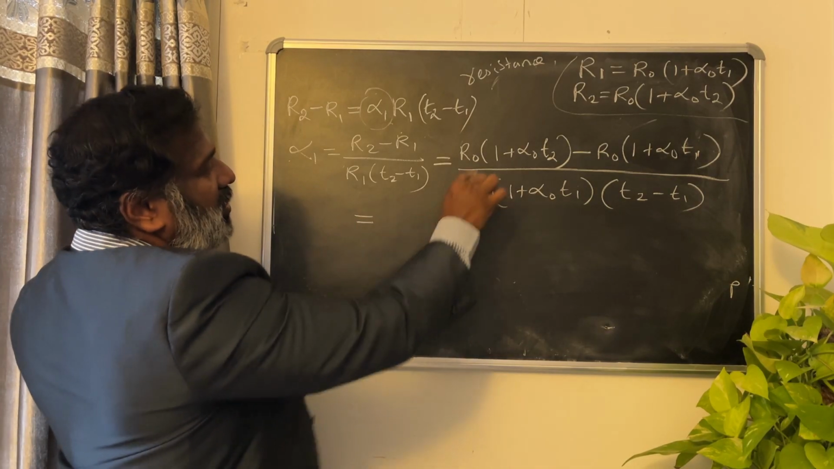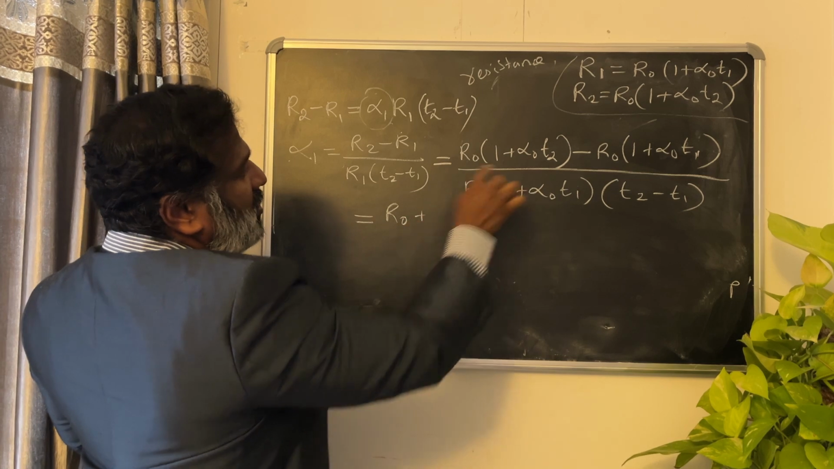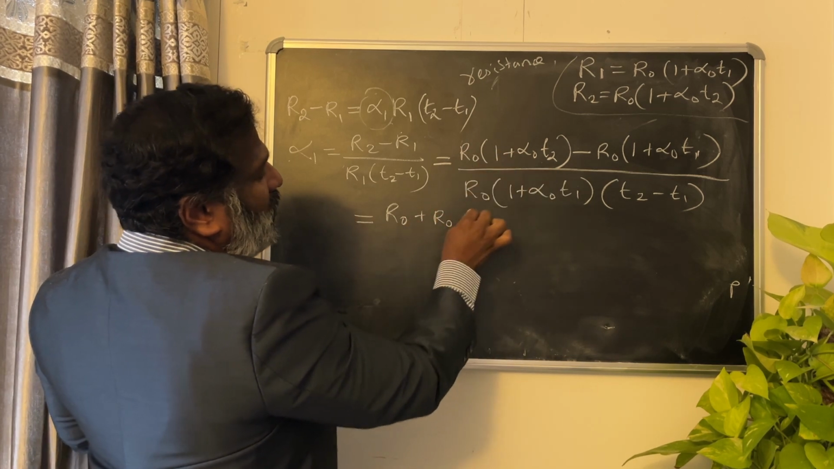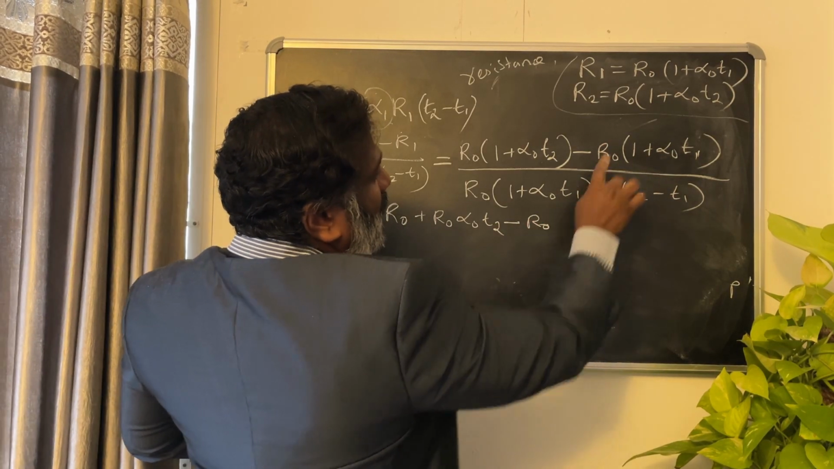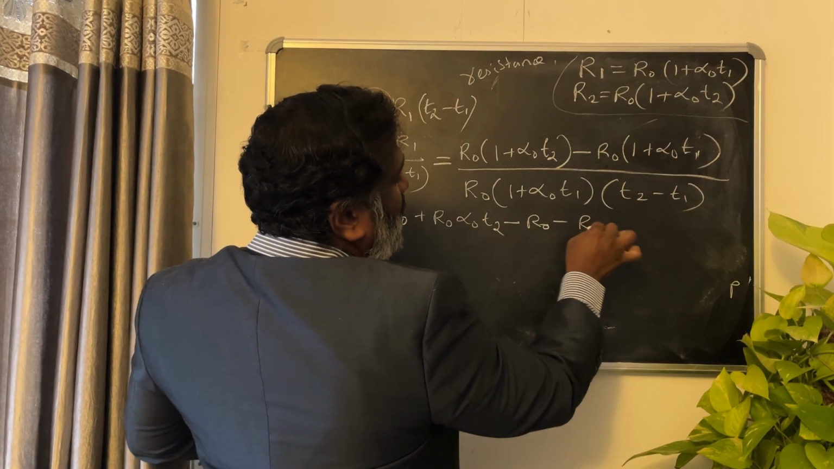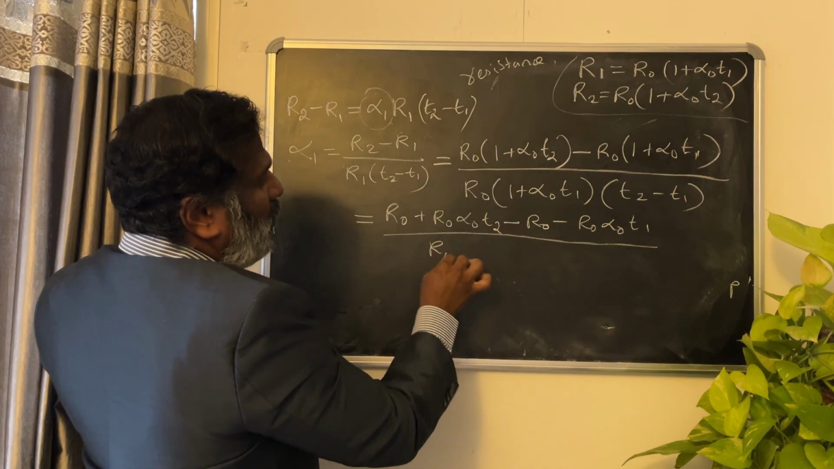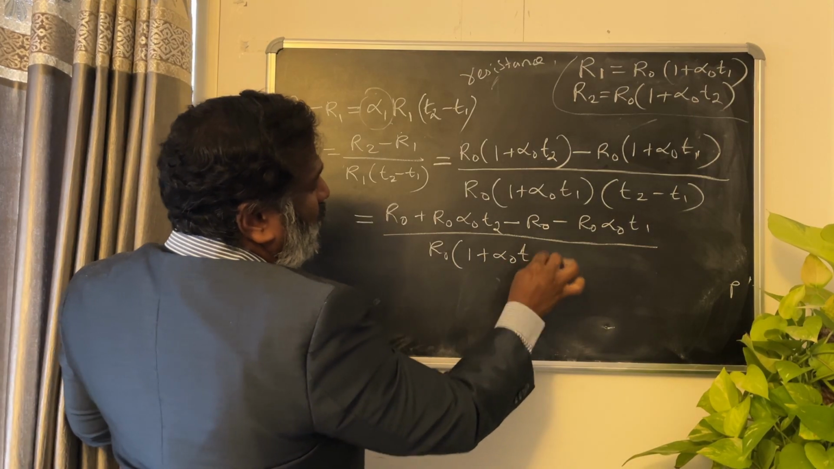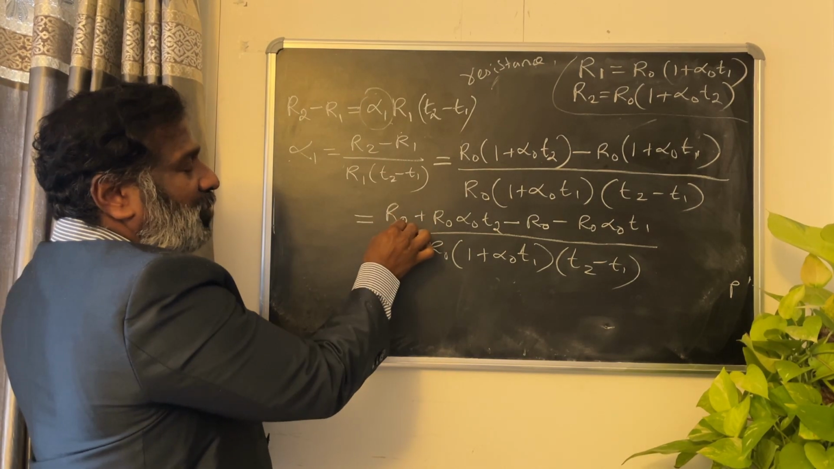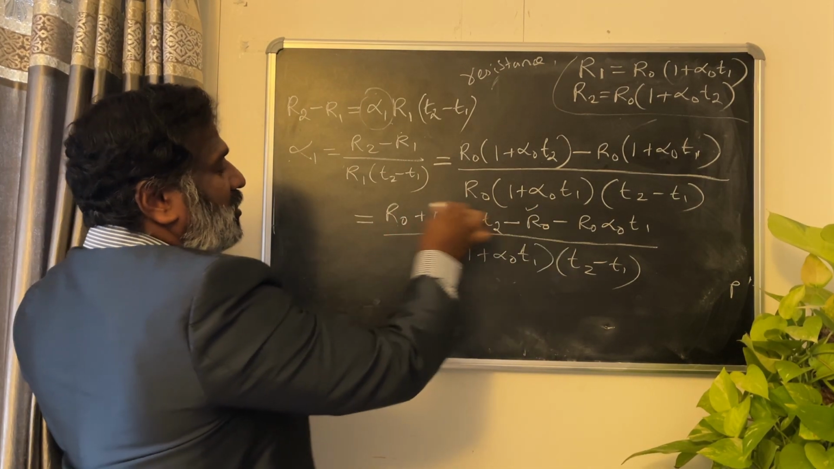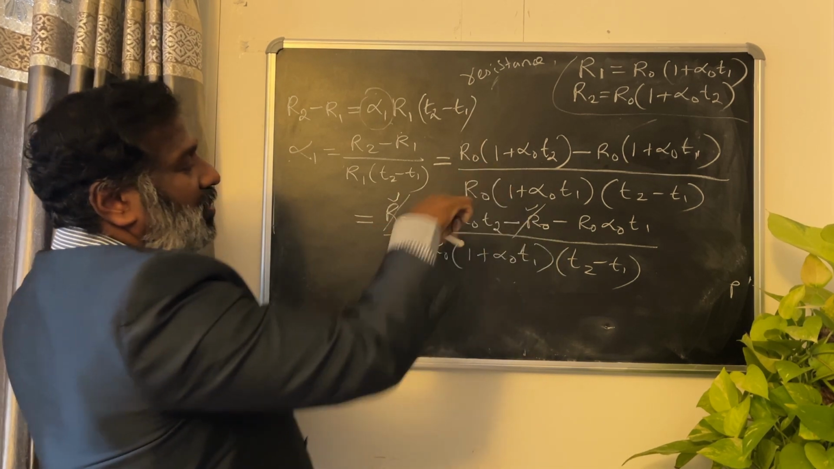In order to simplify this, take this R0 inside. So 1 into R0, R0, plus second term into R0. So R0 alpha 0 T2, minus R0 into 1. So minus R0, then minus R0 into this term, minus R0 alpha 0 T1, divided by R0 into 1 plus alpha 0 T1 into T2 minus T1. Now, first term is R0. Third term is minus R0. So these two will cancel. R0 minus R0 will become 0.